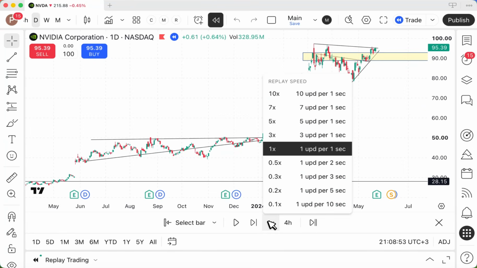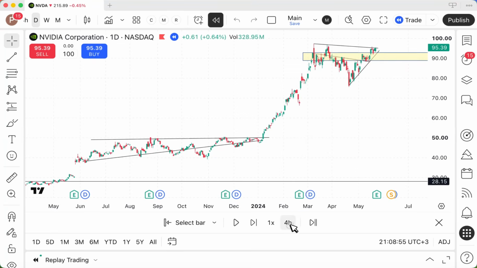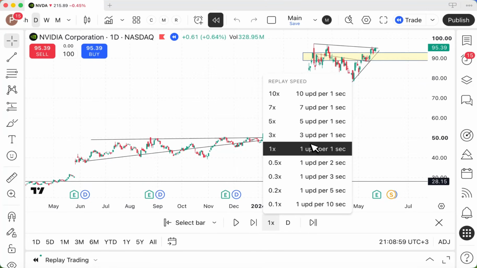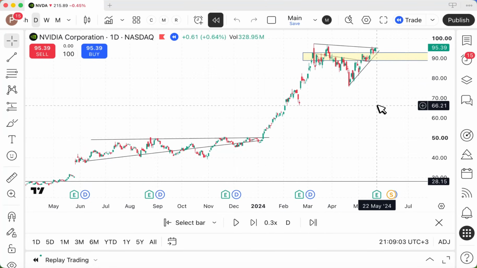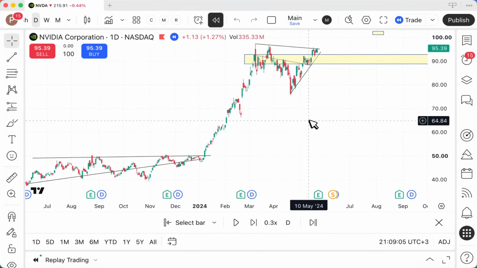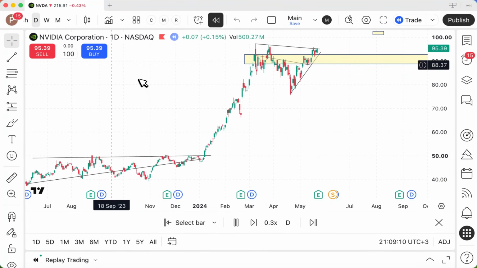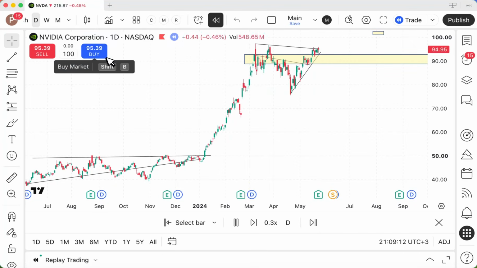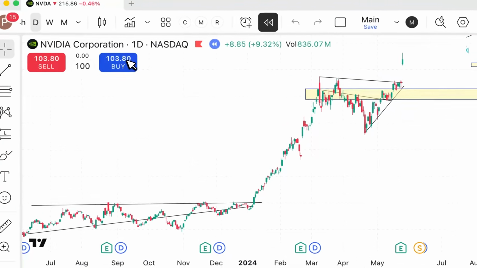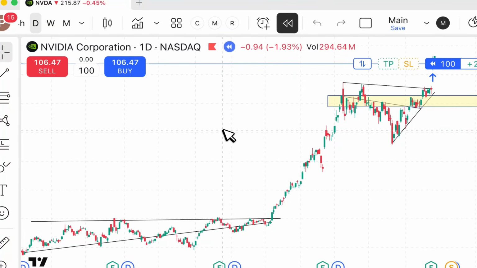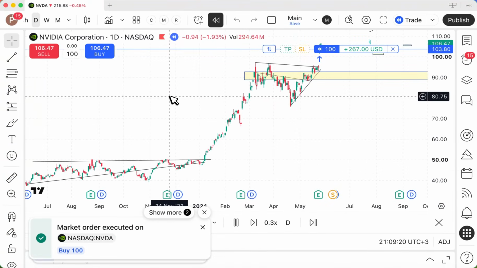So let's go with 1 update per second. On the daily, it's too fast though. Let's do 1 update per 3 seconds. And let's start with May 24. And let's click on play. You see now it starts moving. I bought 100 shares of NVIDIA.